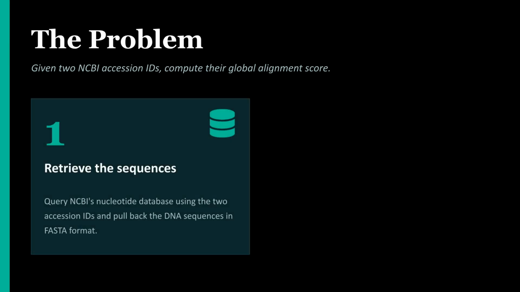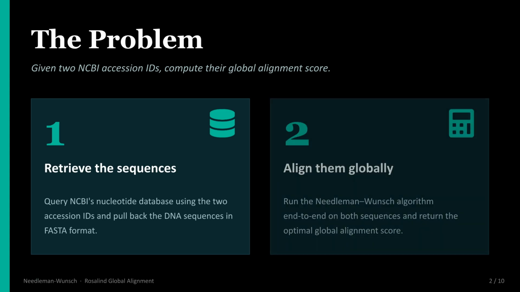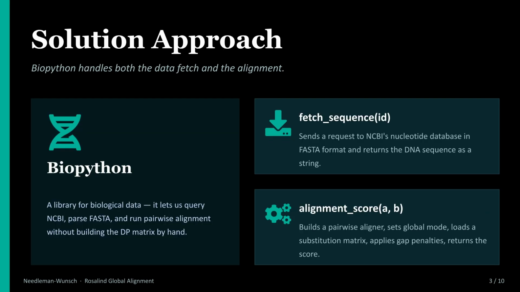Our goal is to fetch these sequences and compute their global alignment score using the Needleman-Wunsch algorithm. So the problem has two main steps. First, we need to retrieve the sequences from NCBI. Second, we need to align them globally and compute the score. Let's walk through how the solution works.